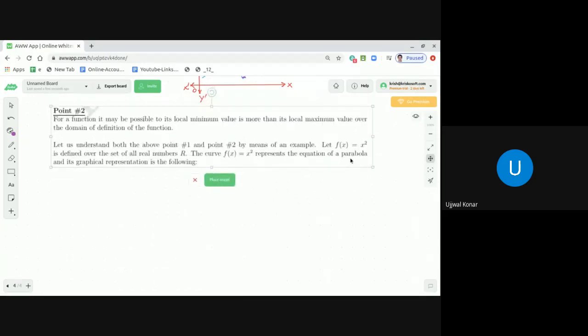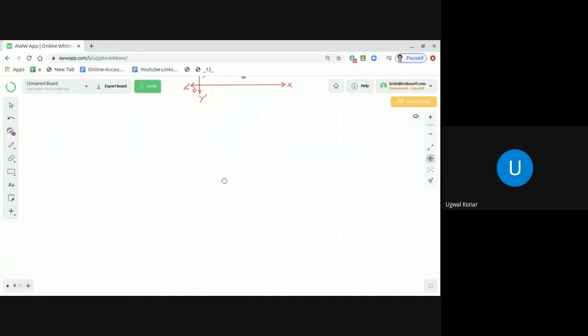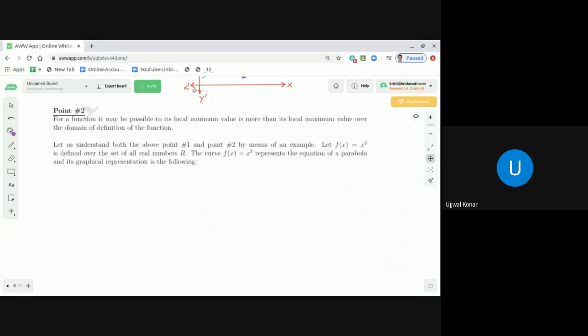Okay. So what it says is that, for a function, it may be possible that its local minima value is more than the local maximum value over the domain of definition of the function. Very interesting point. I repeat, for a function, it may be possible that its local minima value is more than its local maximum value over the domain of definition of the function.